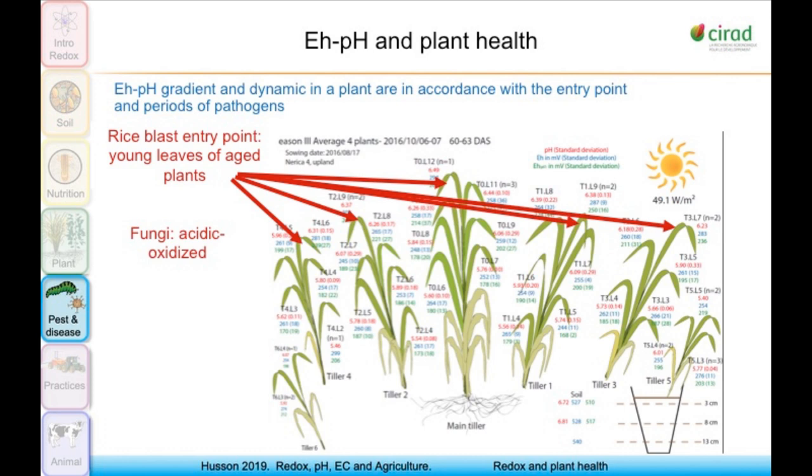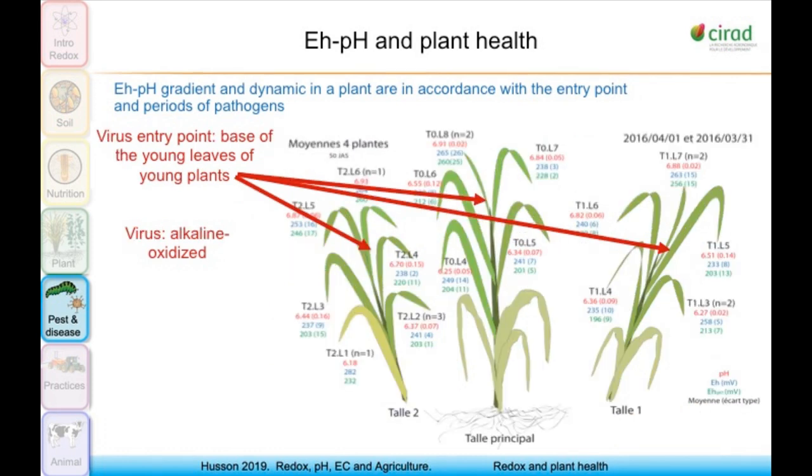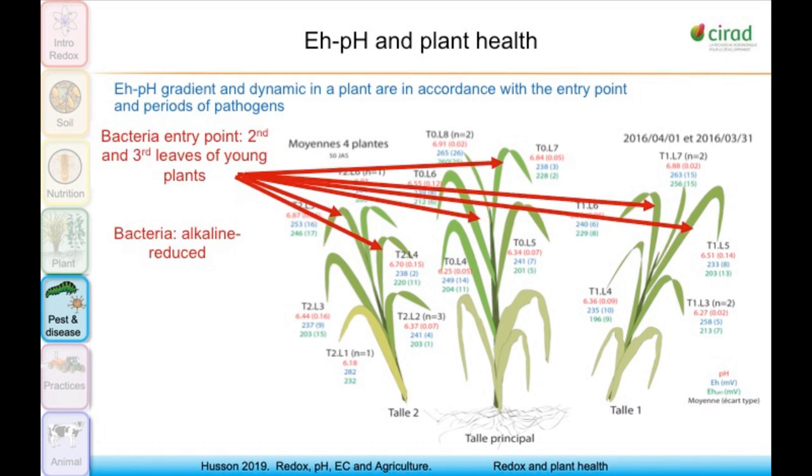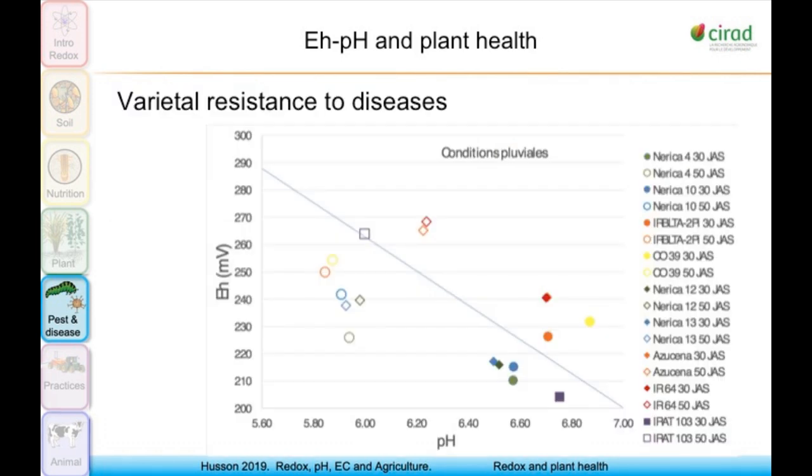Okay. For virus, it's alkaline, oxidized. The pathologists, the same, 2 days in the dark, and they inoculate the base of the first leaf of young plants: maximum pH, maximum EH. For the bacteria, it's not in the dark, and they inoculate the second and the third leaf of young plants. For 20 days, the bacteria can develop. At 40 days, they cannot develop. It's the lowest EH and the highest pH. It's where bacteria thrive.